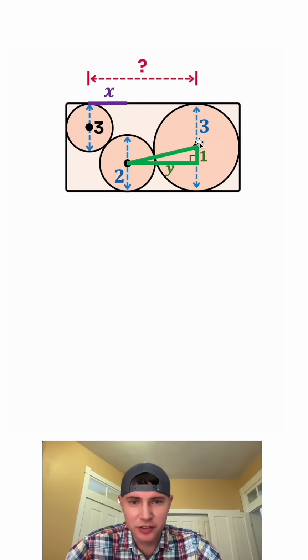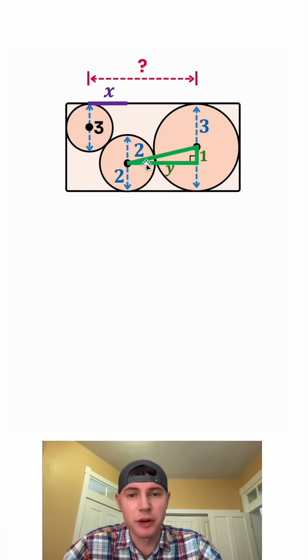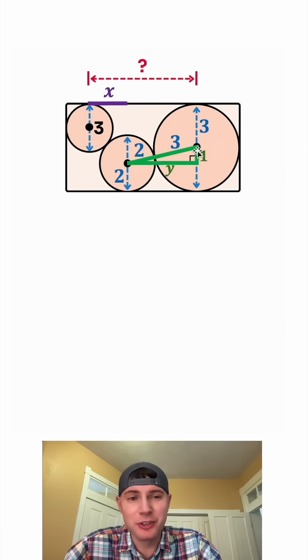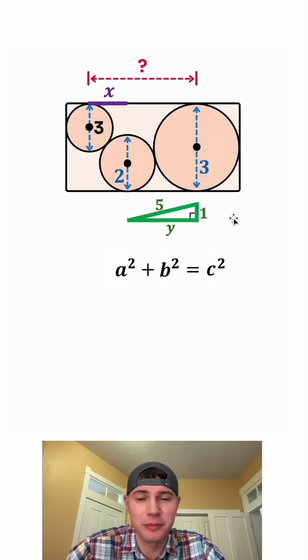Next, let's connect the centers of the circles, and that'll give us the hypotenuse of our right triangle. This piece is equal to the radius of 2, and this piece is equal to the radius of 3. And the entire hypotenuse would have a length of 2 plus 3, or 5. Now let's mess around with our new right triangle. I'm thinking Pythagorean theorem. 1 squared plus y squared is equal to 5 squared.